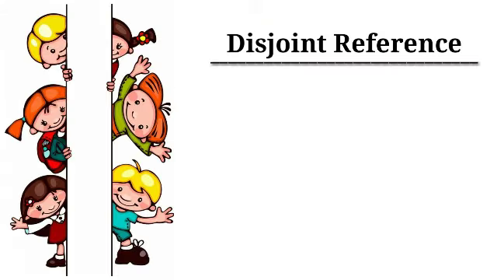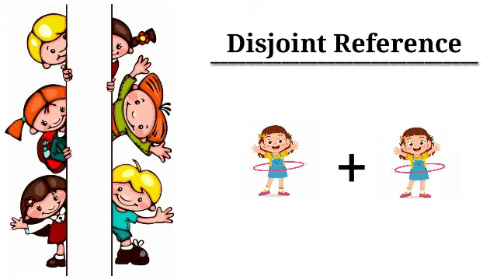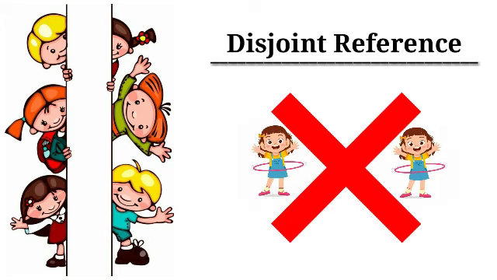For disjoint reference, it prevents two noun phrases in the same simplex clause from referring to the same individual, except with explicit reflexives and idiomatic expressions. For example, I see me. The sentence is wrong because it refers to the same individual.